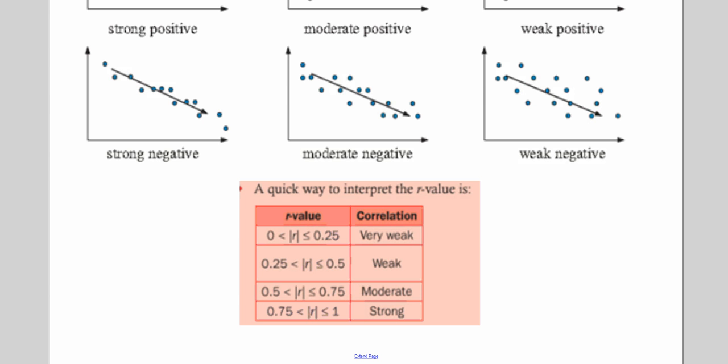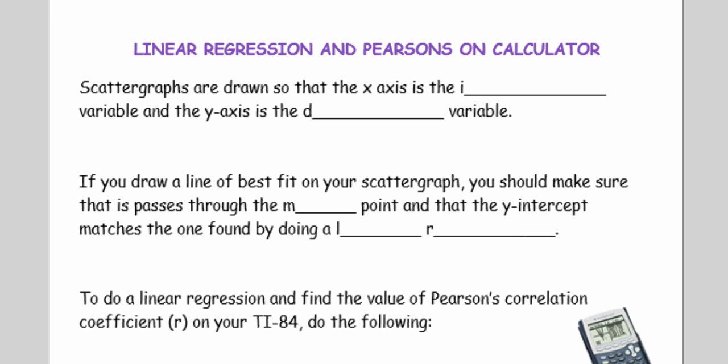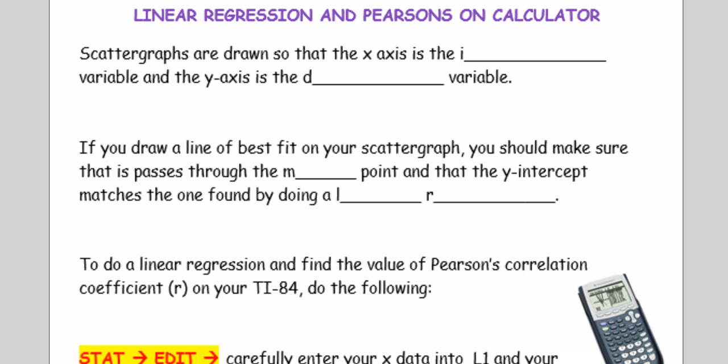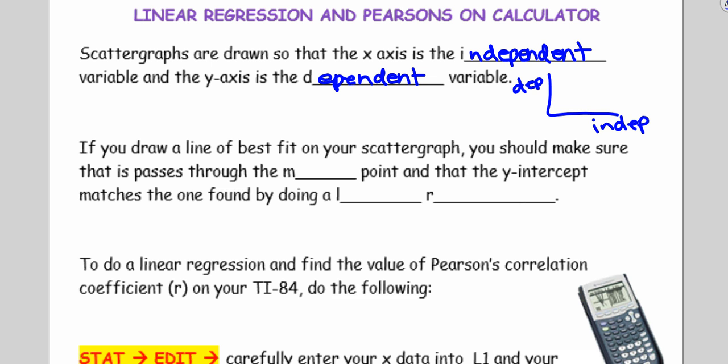Okay, linear regression and Pearson's on the calculator. Linear regression means just finding the equation of the line of best fit, like y equals mx plus c. Scatter graphs are drawn so that the x-axis is the independent variable and the y-axis is the dependent variable. A bit like science, isn't it? The dependent variable is affected by a change in the independent variable, supposedly.